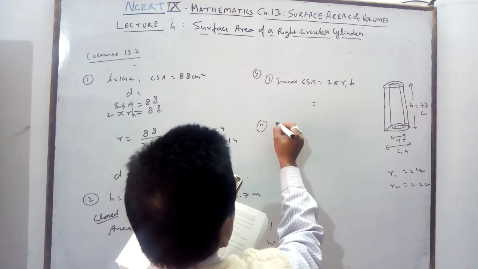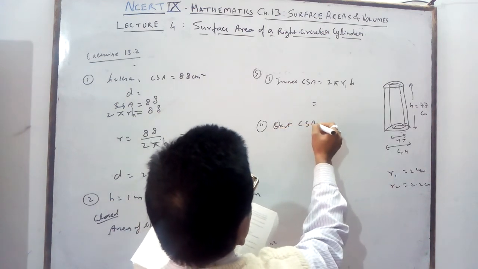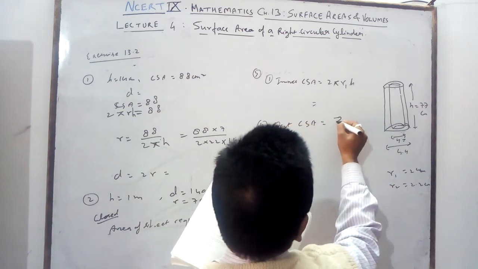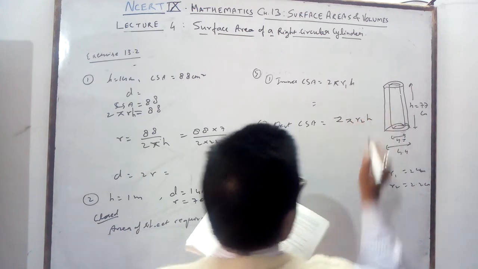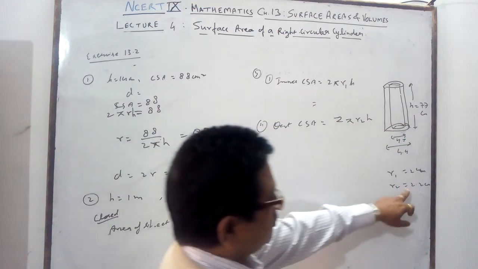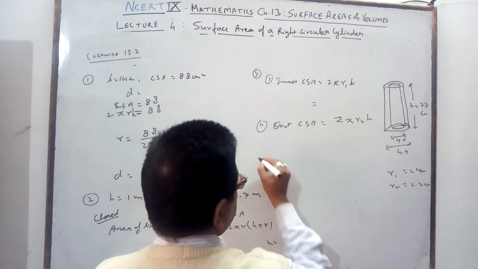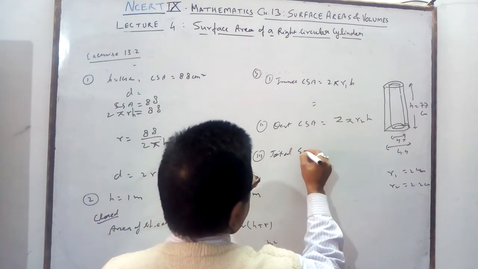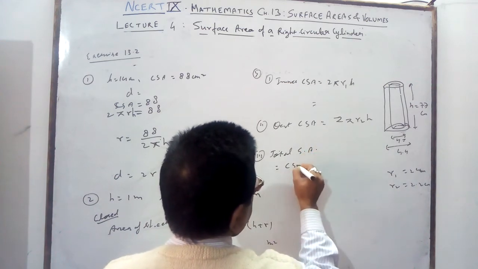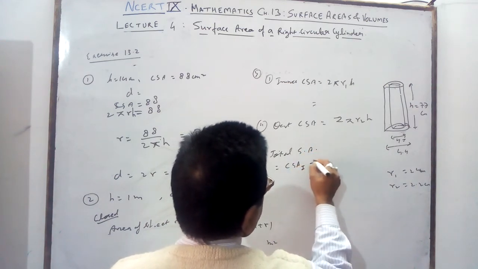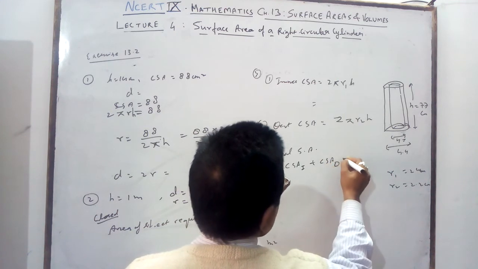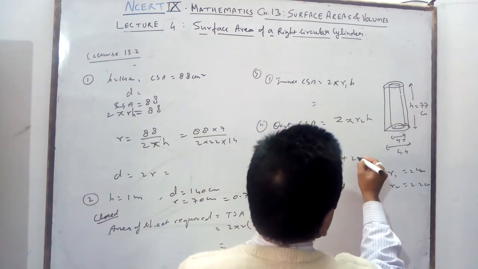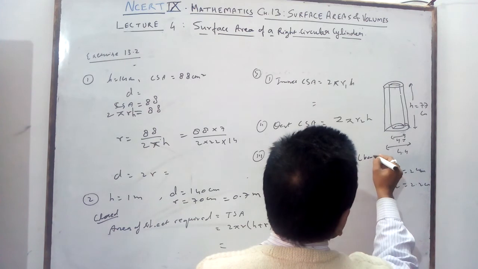Second part, outer CSA. Outer CSA will be 2 pi R2 H. What is the R2? R2 is 2.2. Then third one is total. Total surface area is equal to CSA inner plus CSA outer plus twice of the base.